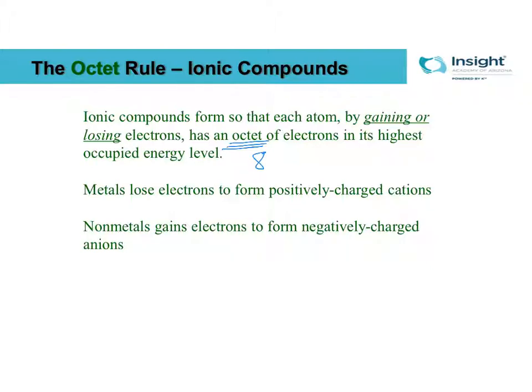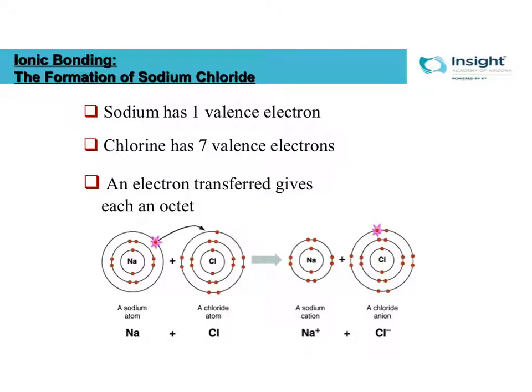We've talked about how this works. Your metals will lose electrons to form a positively charged cation, and then your nonmetals will gain electrons, and that positive, negative, opposites attract. So that's how these bonds form.